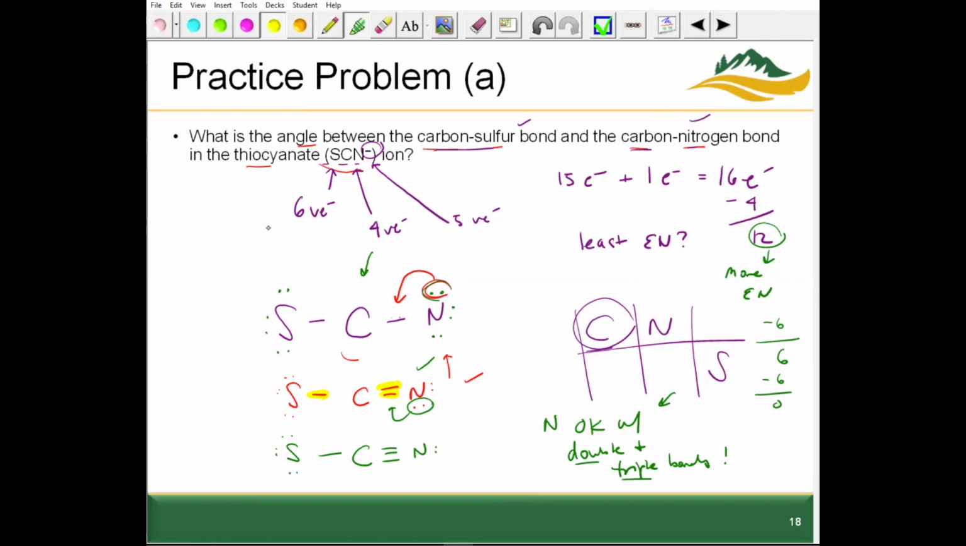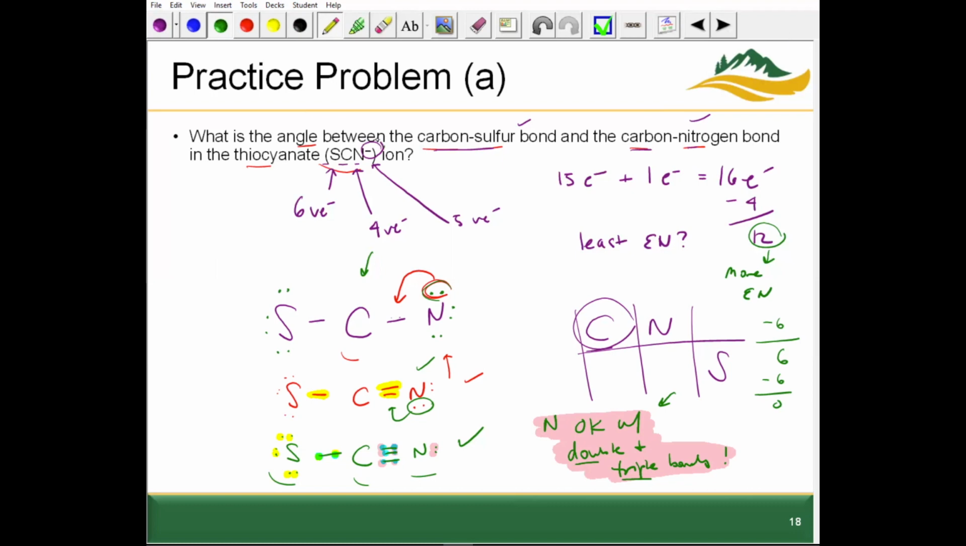Does everyone have a happy octet at this point? Sulfur, 1, 2, 3, 4, 5, 6, 7, 8. Carbon, 1, 2, 3, 4, 5, 6, 7, 8. Nitrogen, 1, 2, 3, 4, 5, 6, 7, 8. So again, when we have to, we can try to pull in lone pairs of electrons from nitrogen to form double and triple bonds. This is a happy, satisfied Lewis dot structure. We've used up all the valence electrons, and every atom has a happy octet.